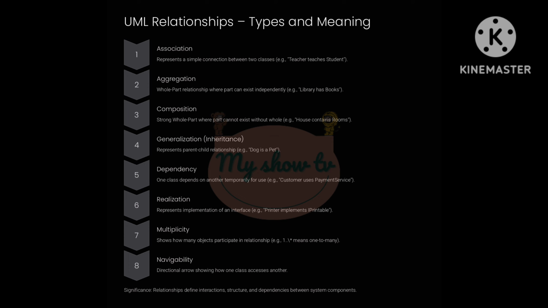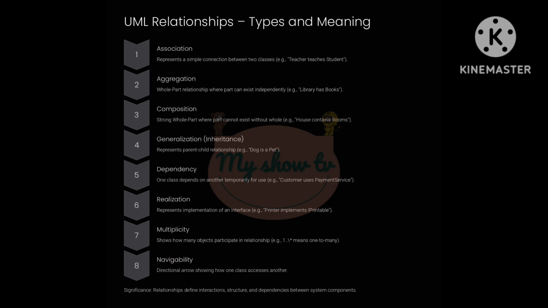Dependency is a temporary relationship, where one class depends on another to perform a task. For example, a customer might use a payment service. Realization shows that a class implements an interface. For example, printer implements a printable.